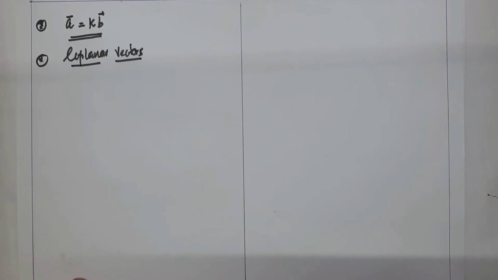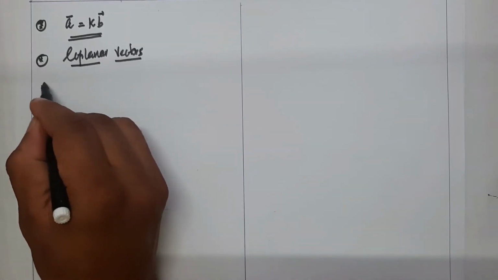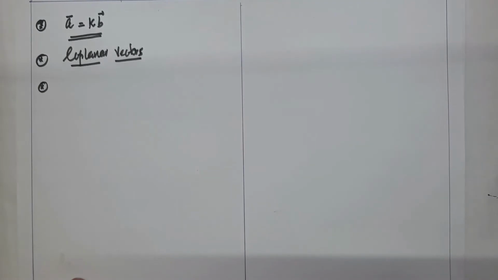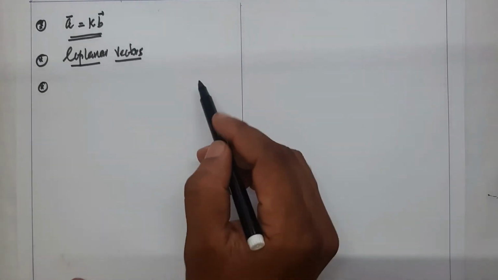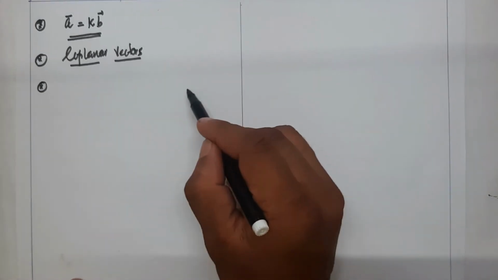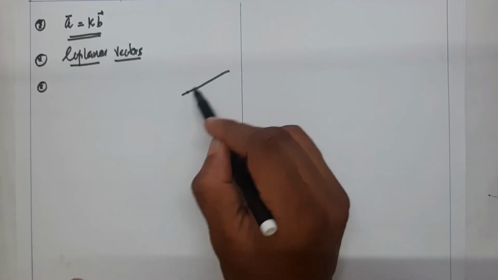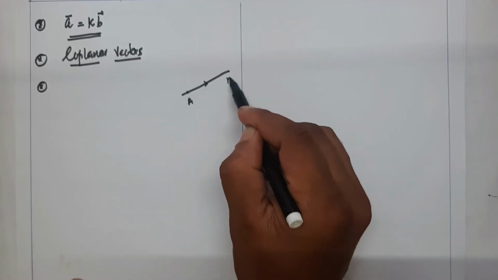Now define unit vector in the direction of a vector. That is, vector A is any vector. If vector A is any vector, then the unit vector in the direction of vector A. Suppose vector A is, you take A to B.